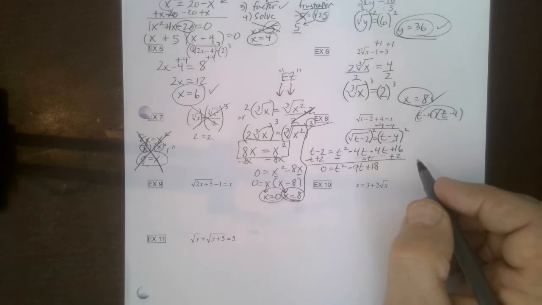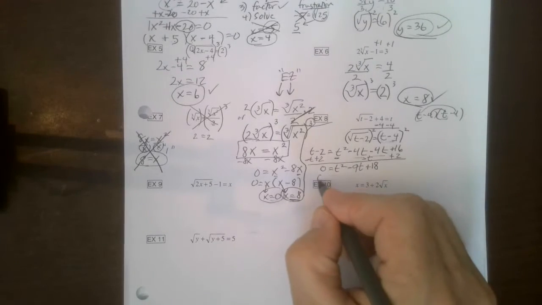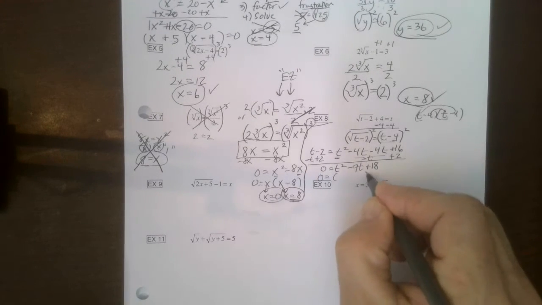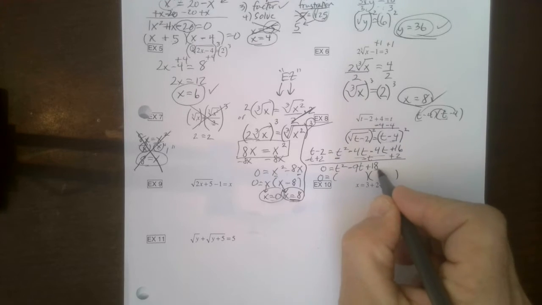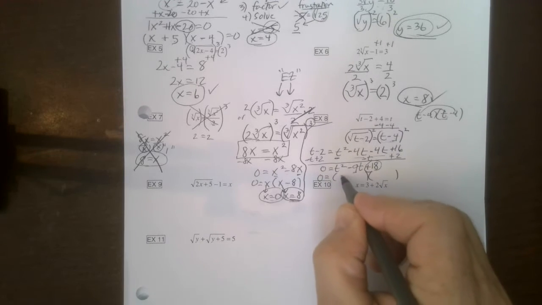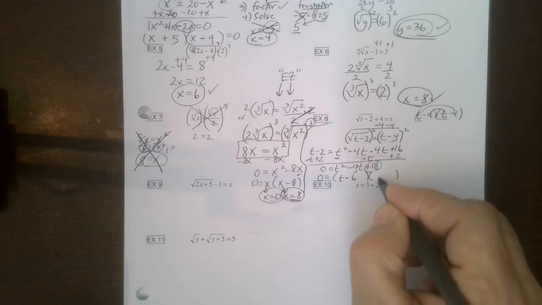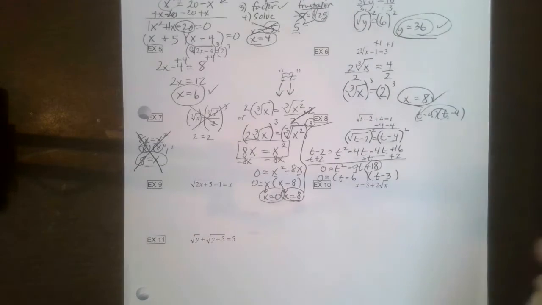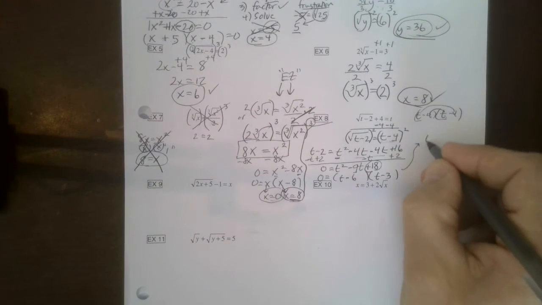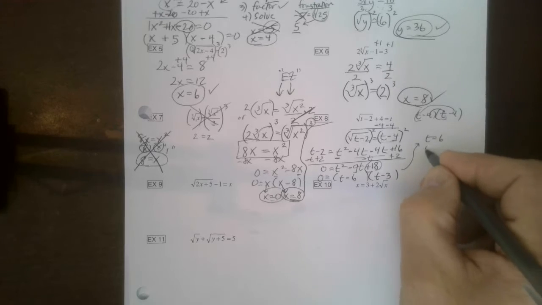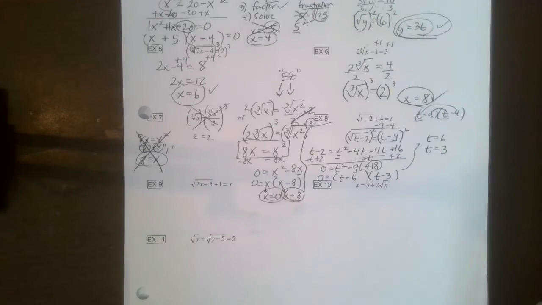18. And if we look at this and think about factoring it, we're going to say, okay, what 2 factors of positive 18 add up to negative 9? That'd be minus 6 and minus 3. So our possibilities are t equals 6 or t equals 3. Remember, we don't know until we plug them back in.